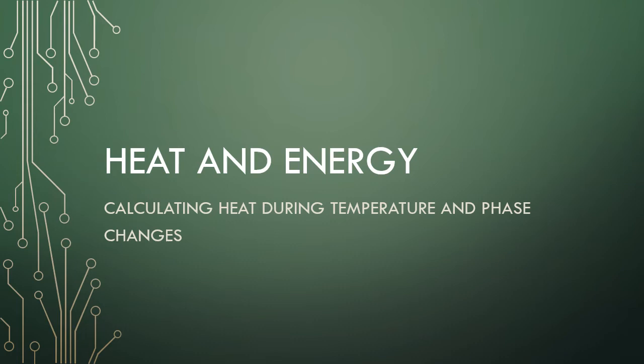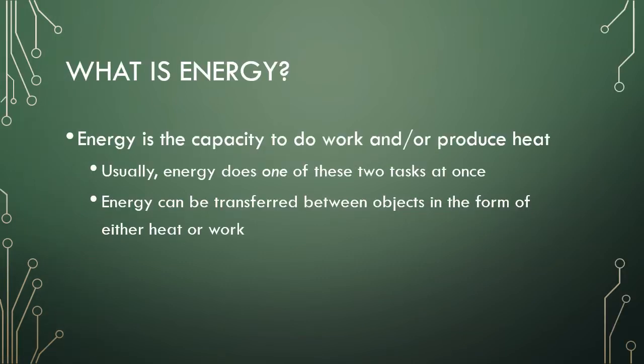Hello everyone. Today we're going to learn a little bit about how to calculate heat and energy. What is energy? Energy is the capacity to do work and or produce heat. Usually energy is only doing one of these two tasks at a time. Energy can be transferred between objects in the form of either heat or work.